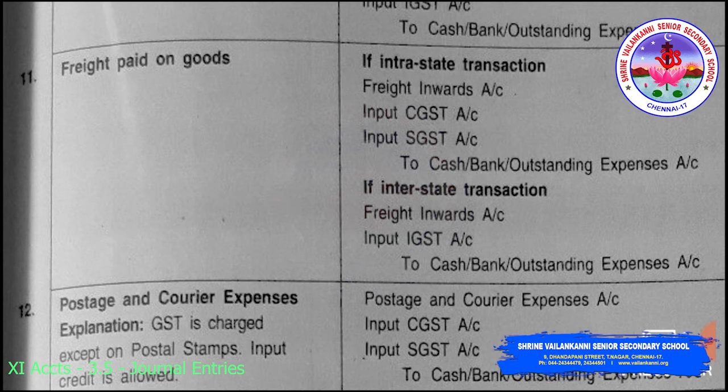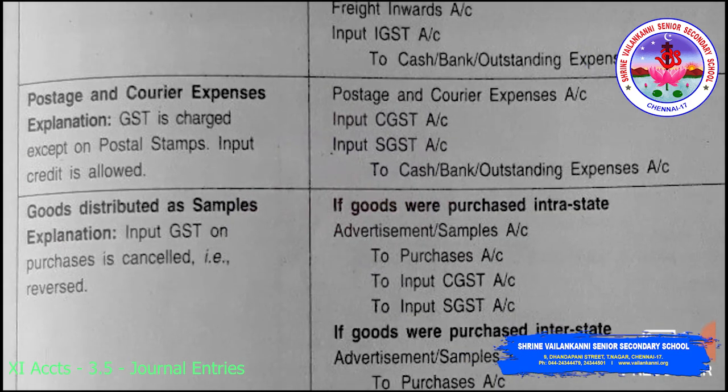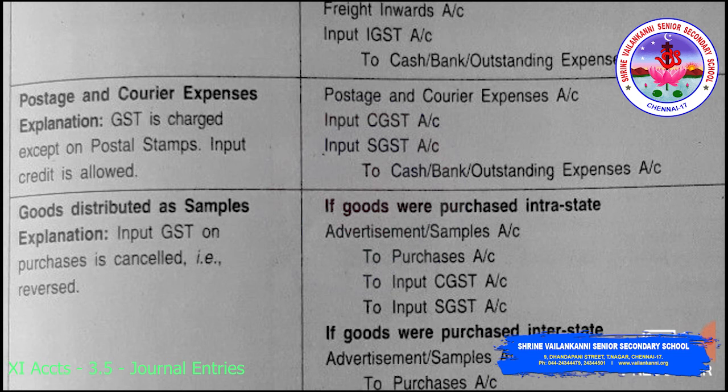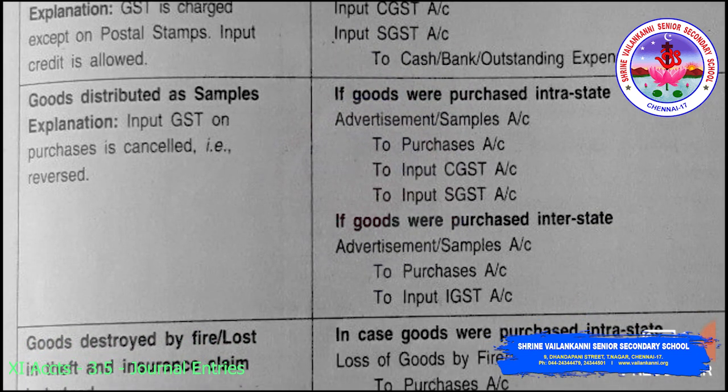Then postage and courier expenses, this is also an expense. So postage and courier expenses, it's an expense, and input CGST, SGST gets attracted. Goods distributed as sample. Now when goods are distributed as samples, you have an advertisement samples account.